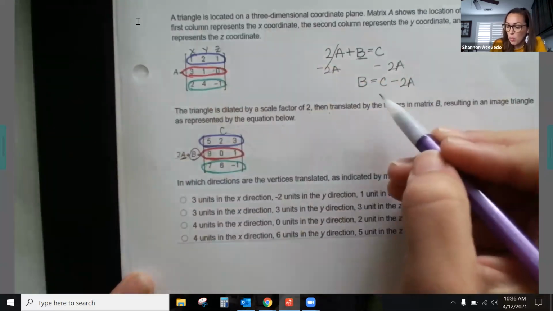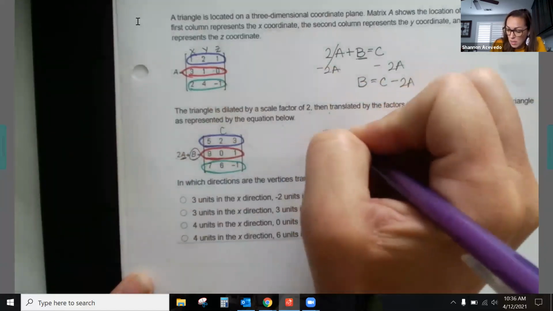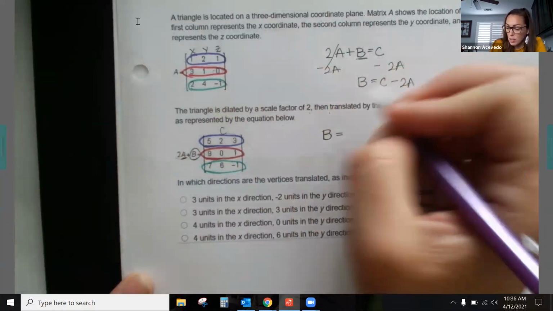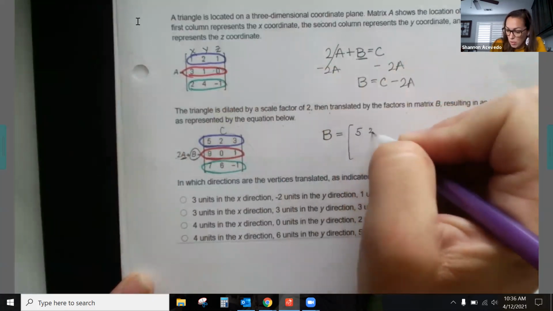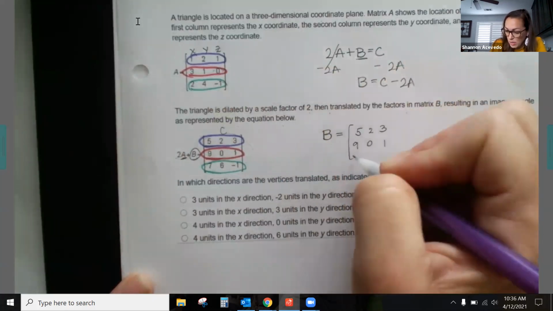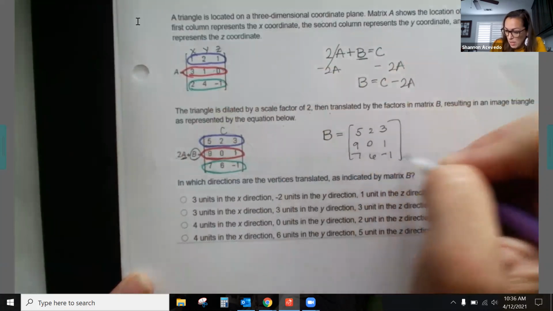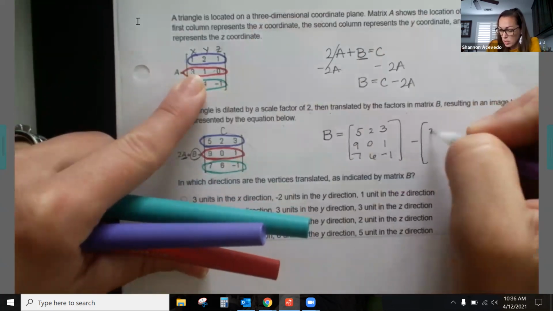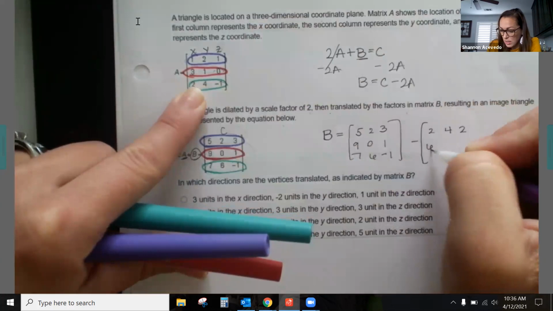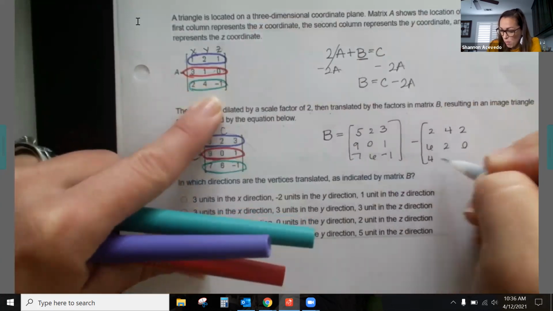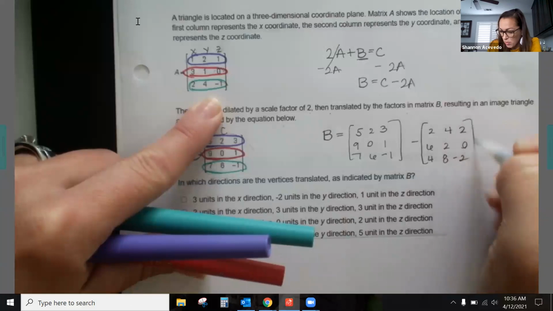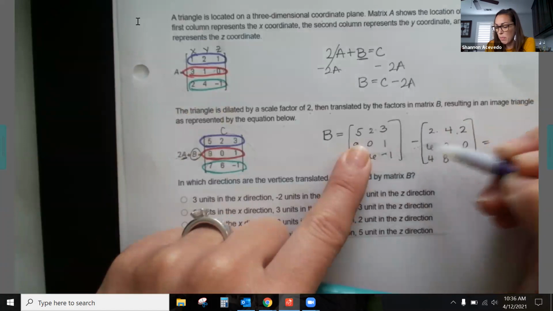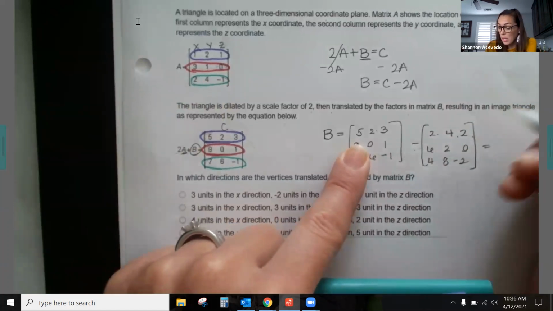So I need to figure out what 2A is. My C is going to be 5, 2, 3, 9, 0, 1, 7, 6, -1, minus my 2A, which is 2 times each one of these: 2, 4, 2, 6, 2, 0, 4, 8, -2. And when I do this, 5 minus 2, 2 minus 4, 3 minus 2, I'm going to get my matrix B.